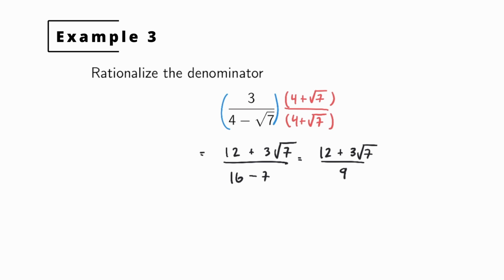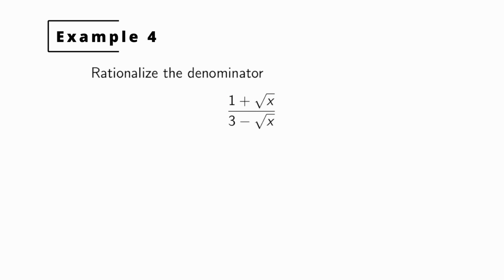over 9. Now, the last thing we can do is take each term and divide it by 9. So we get 12 over 9 plus 3 over 9 times root 7. Then each of those terms can be simplified. We have a common factor of 3 in the first one, so we cancel out the 3 and have 4 over 3. From the second one, again, there's a common factor of 3. We cancel that and have 1 over 3. So this leaves us with 4/3 plus 1/3 root 7, or you could write it as root 7 over 3. And that's it.